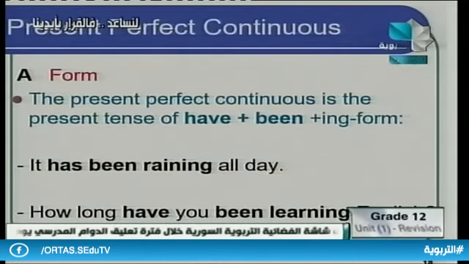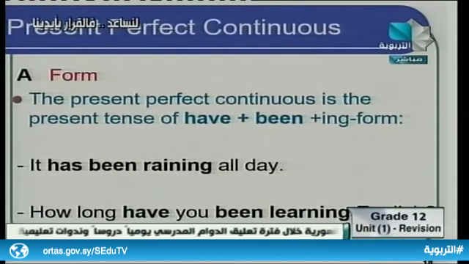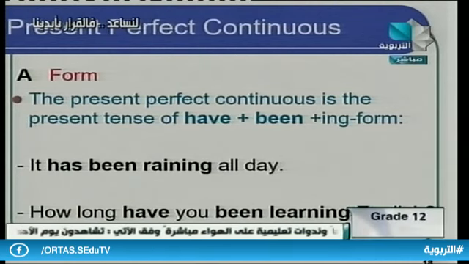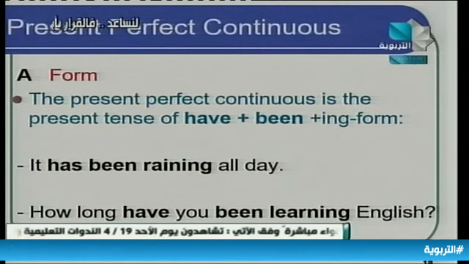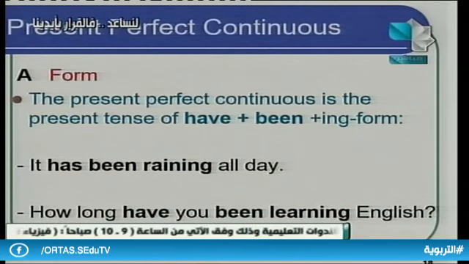Now I'd like you to go directly to page 18 to talk about the present perfect continuous. The form of the present perfect continuous is subject, have or has, been, verb plus ing. So we say, for example, it has been raining all day. All day here between the brackets because it means that the action has been happening for a long time. So, how long have you been learning English?